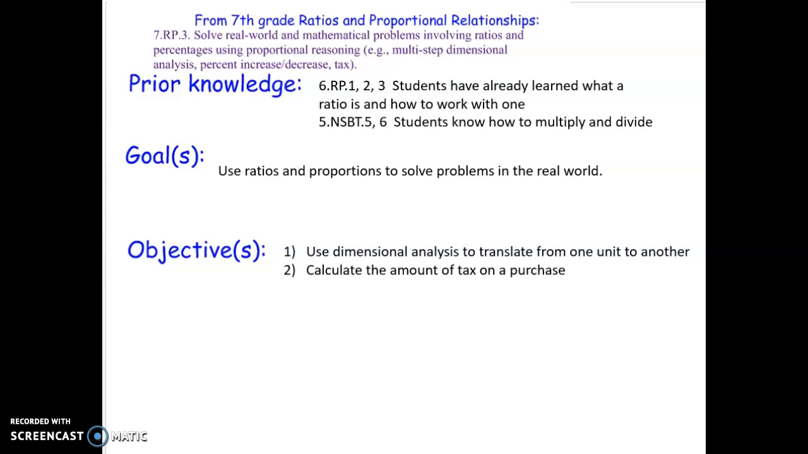Okay, so let's talk about our objectives. Again, your objectives are tied directly to that particular standard. The two that I chose use dimensional analysis to translate from one unit to another. You can see that where it says EG, that's the first thing there. And then I picked the third one, calculate the amount of tax on a purchase.